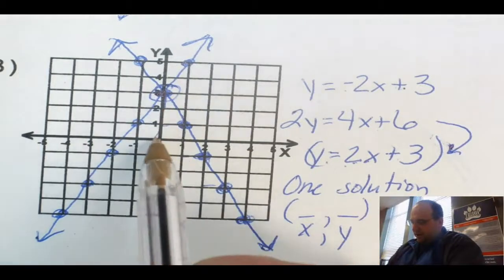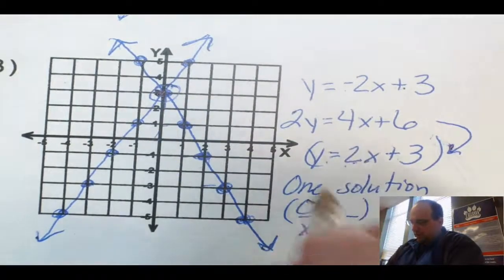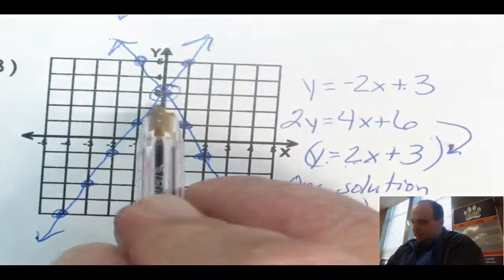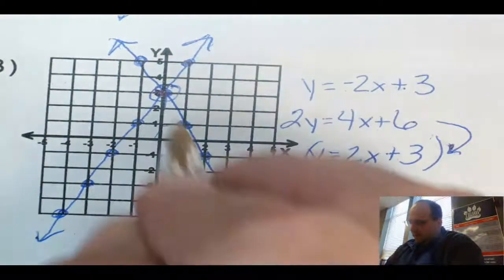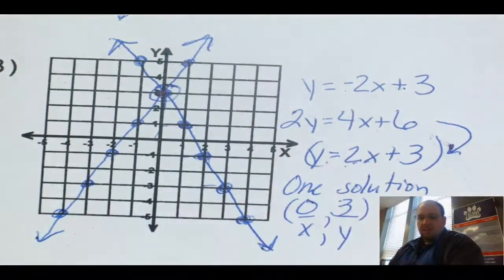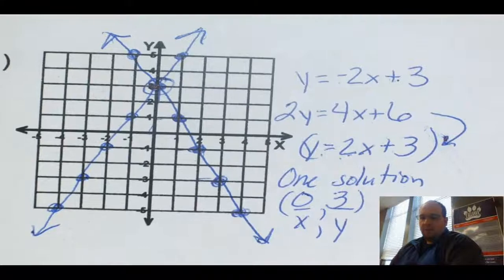So I look down here, and the x value right here would be 0. I look at my y value, and my number between my 2 and 4 would be 3. And it's going to be a positive because it's above the origin. So it's going to be 0, 3 is going to be my one solution. All right.